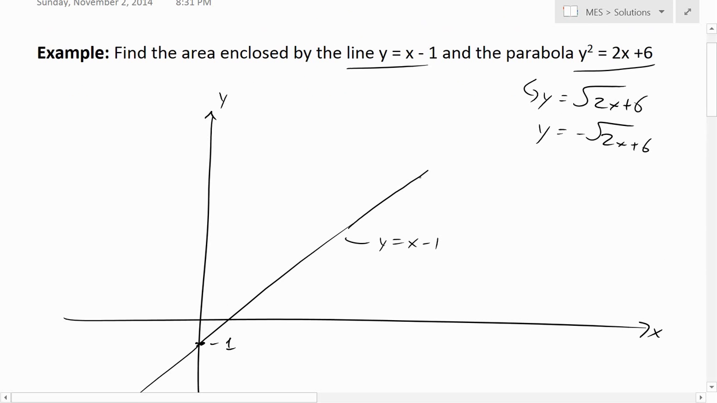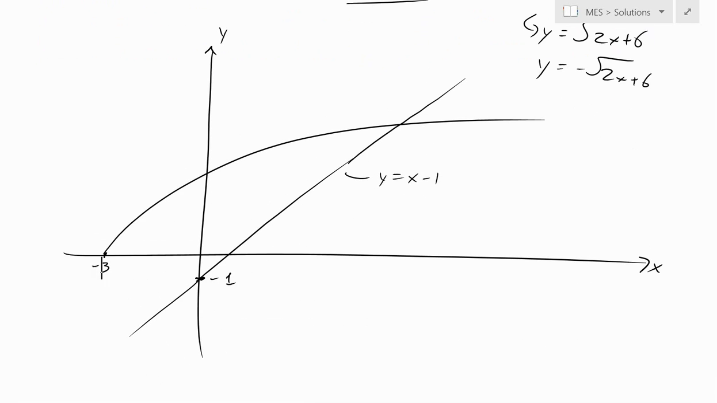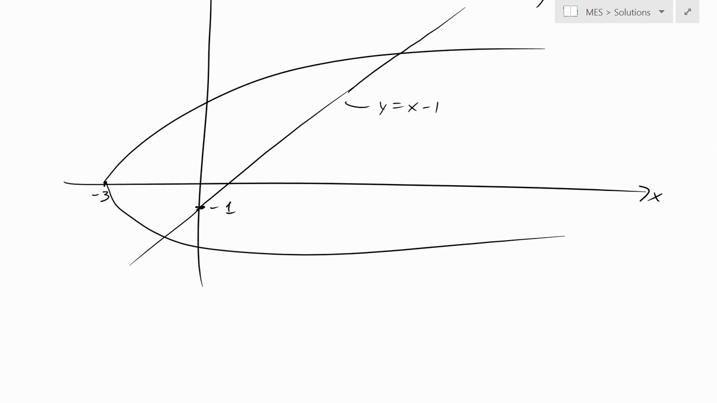I'll just draw this further up, and now this parabola basically consists of two functions, which is y equals square root of 2x plus 6, and this is just a square root function. If we put in negative 3 inside this, it becomes 0, so we go as far back as negative 3 right here. In this case, it is going to be a horizontal parabola, so it's going to look something like this.